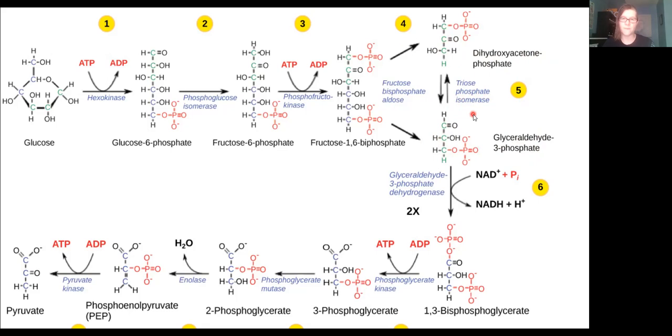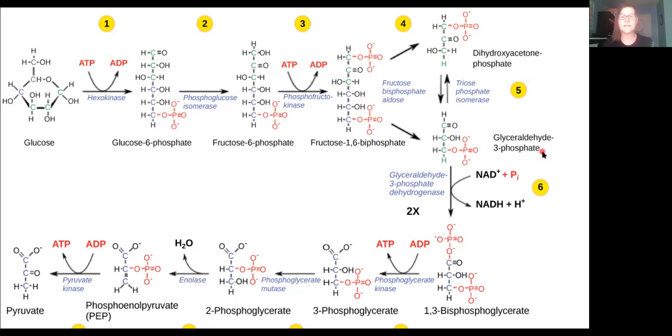So, making an isomer. So at this point, we have put energy into this equation by 2 ATPs, and we've taken a 6-carbon hexagon and broken it into two 3-carbon straight chains. So we've used energy, but we've made smaller pieces. That's important. All right, so what's the next thing we're going to do?